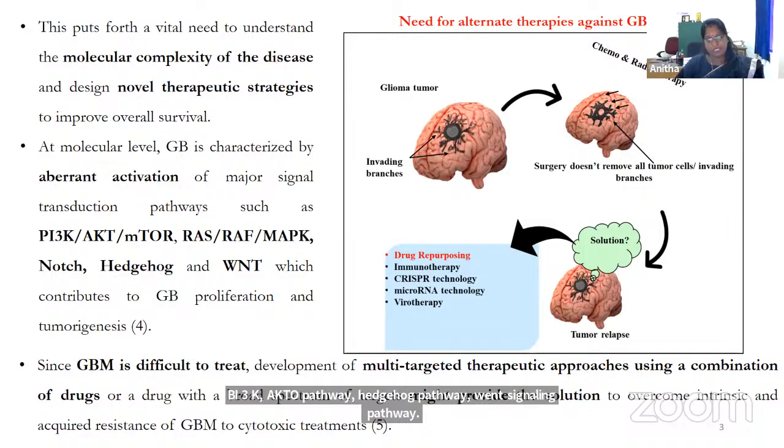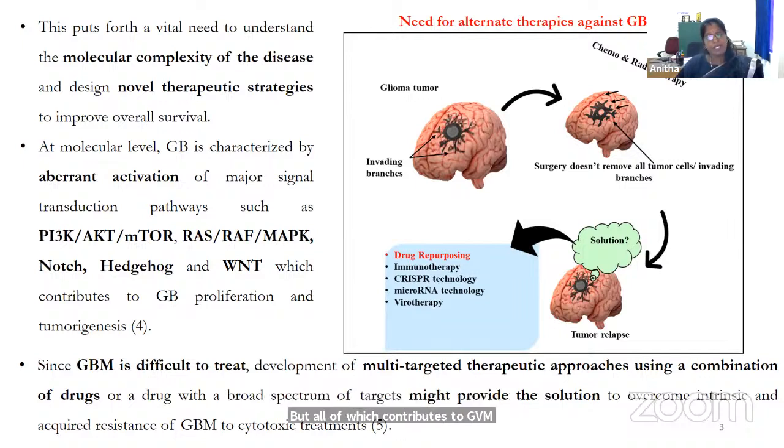all of which contribute to GBM proliferation and tumorigenesis. Since GBM is very difficult to treat, developing multi-targeted therapeutic approaches, either using a combination of drugs or a known drug with a broad spectrum of targets, will provide a solution to overcome the intrinsic and acquired resistance of GBM to cytotoxic treatments.